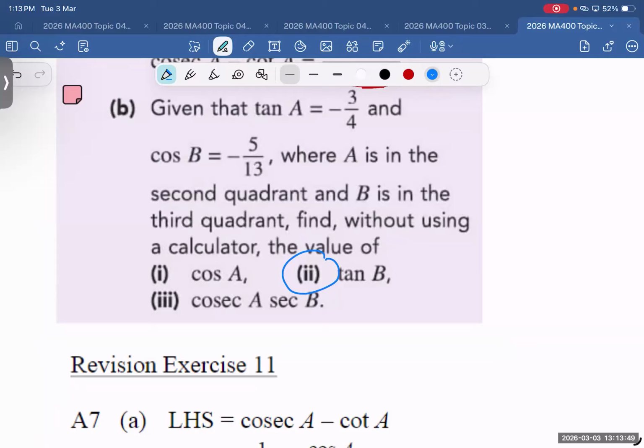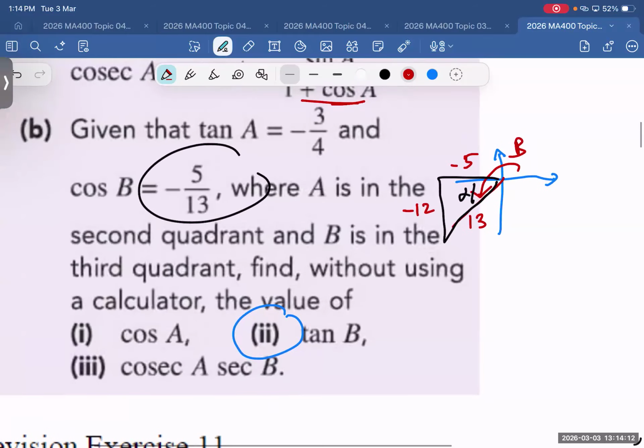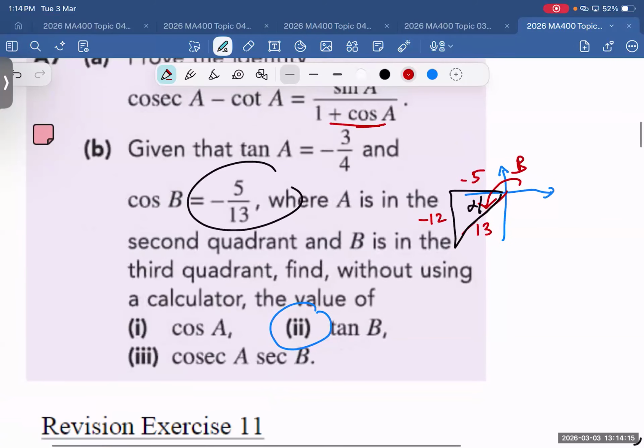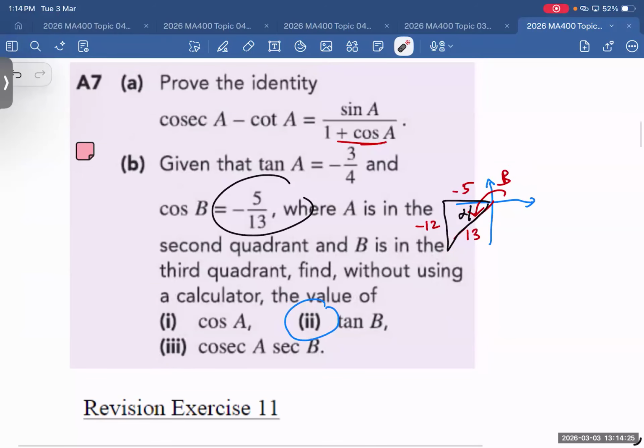Okay, so I know that B is in the third quadrant. So if I go to B, it will be something like that. This is my B, this is my alpha. If I look at this quadrant, negative 5 over 13, so this will be negative 5, this will be 13, and this will be negative 12. Because in this quadrant, the x and y are negative coordinates. It makes a small difference. That means the answer is probably the correct value with the wrong sign.